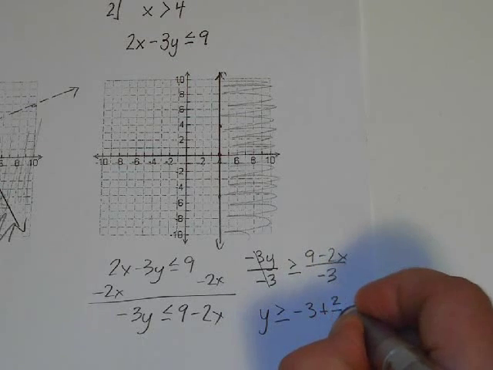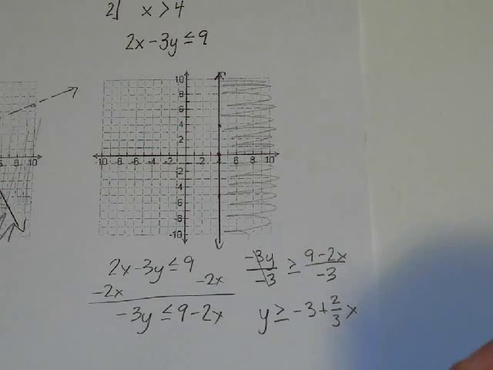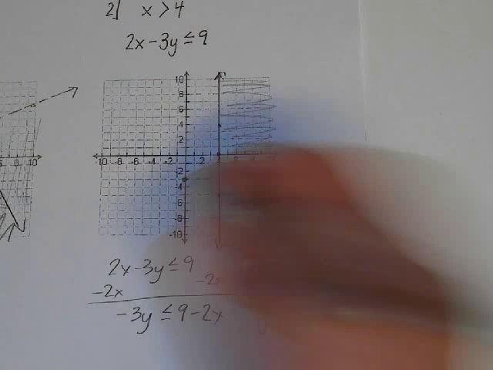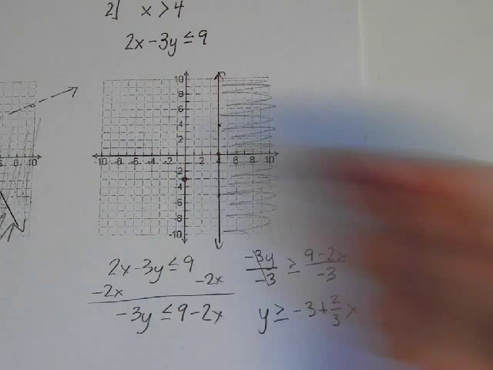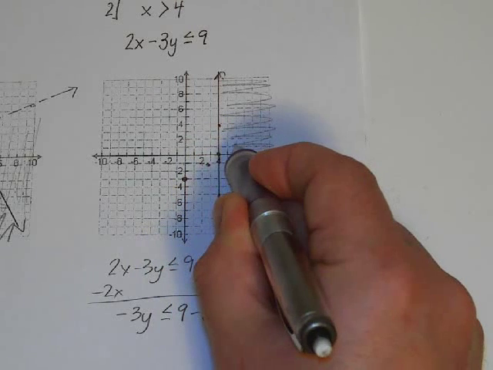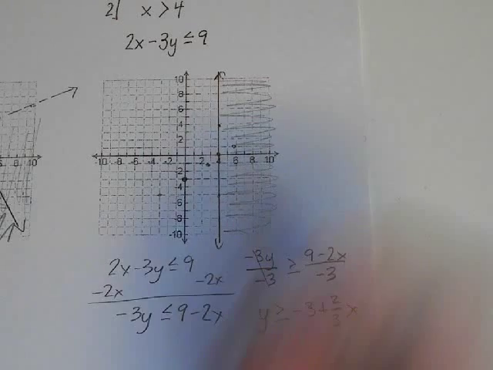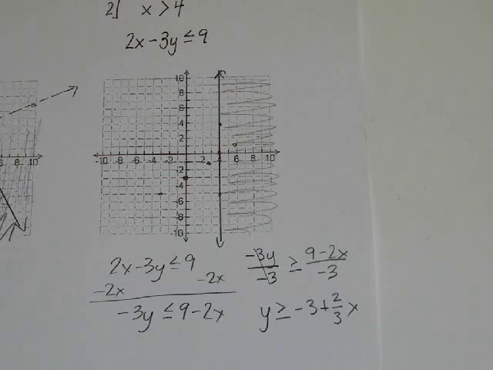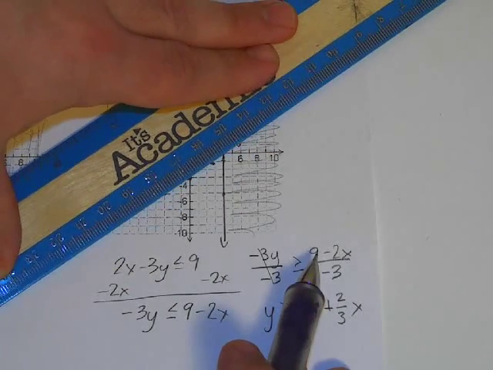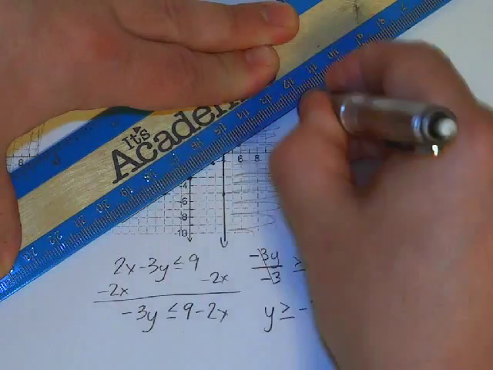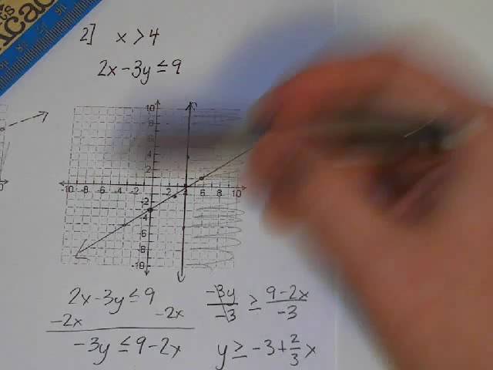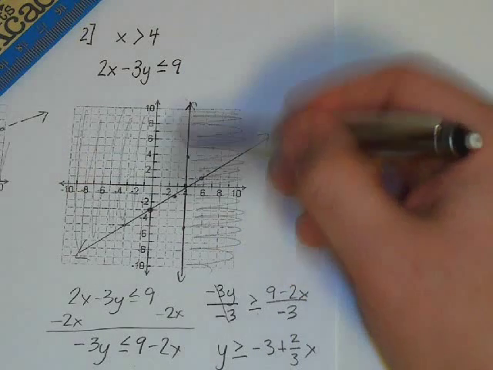We can start at negative 3, put our point. We're going to go up 2, right 3, put a point. Up 2, right 3, put a point. And then we're going to graph with a solid line because it can be equal to. It's greater than, so I'm going to shade above the line. We see the overlap is this top right corner. And so that would be our solution.